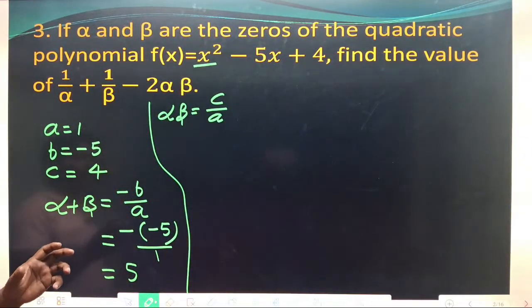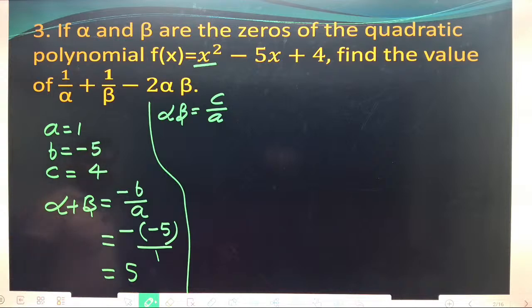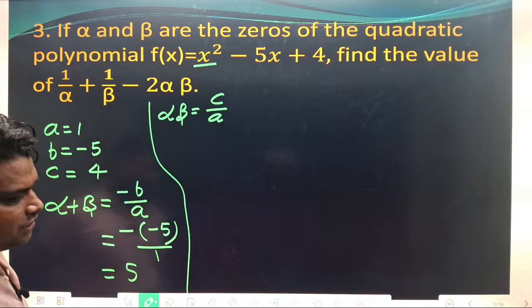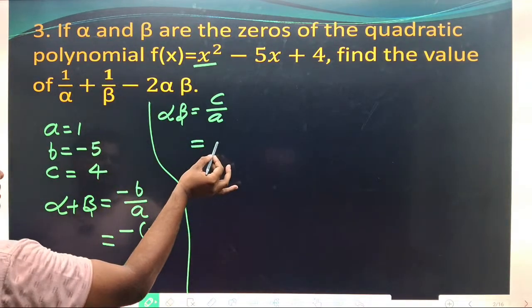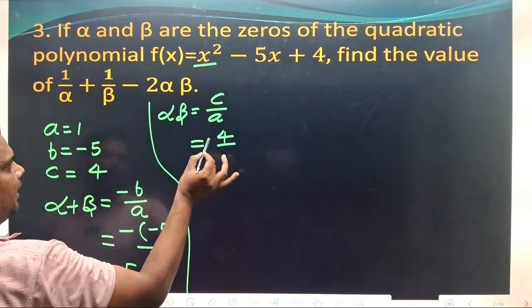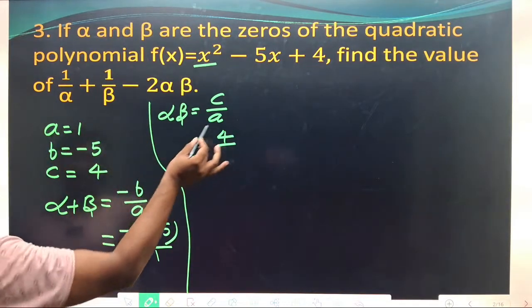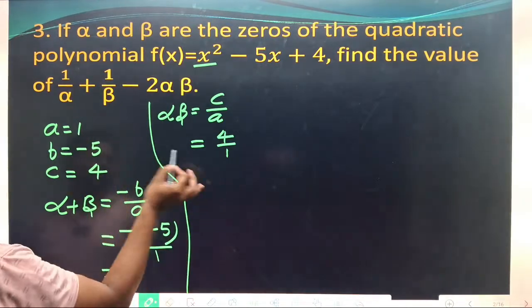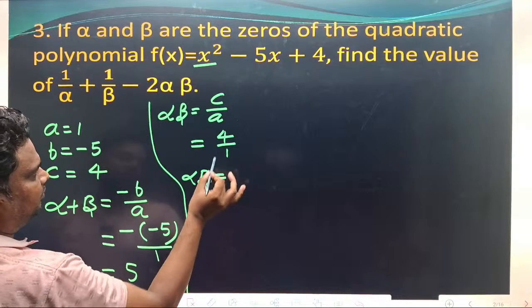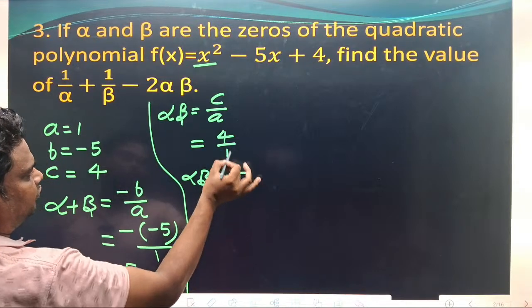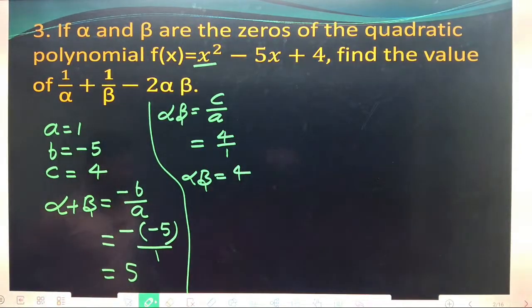Comment everyone, what is the product of zeros? Means alpha into beta, that is equal to c by a. What is the value of c? C is equal to 4. And what is the value of a? A is equal to 1. Then the product of zeros comes out 4. 4 divided by 1, the result is equal to 4.